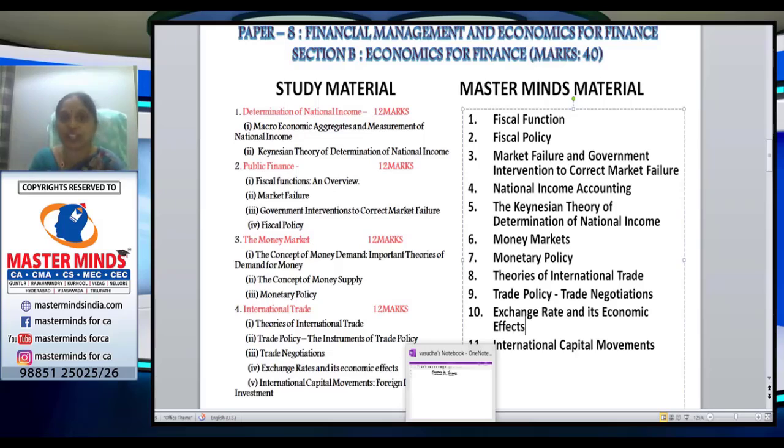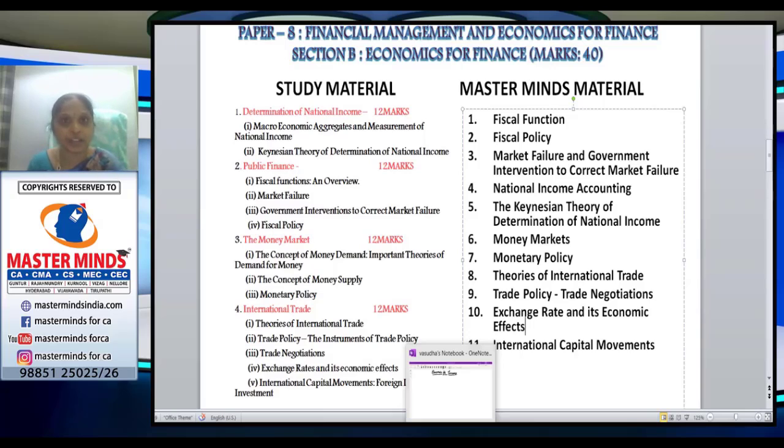And the public finance, which includes fiscal function, fiscal policy, market failure and government intervention to correct market failure. These 4 chapters are, according to our Masterminds material, 3 chapters. Its weightage is 12 marks, absolutely. And the next one is money market and monetary policy according to Masterminds material. So both together carry 12 marks.